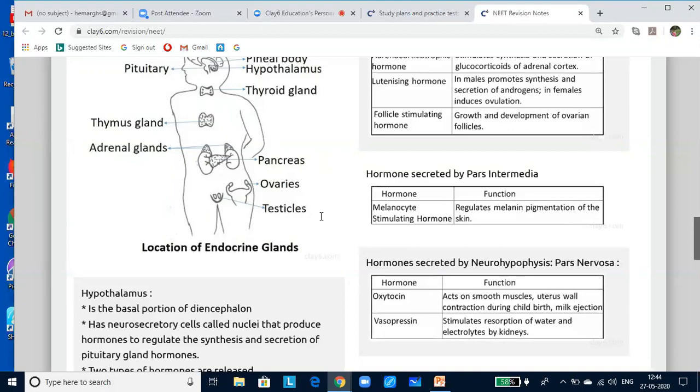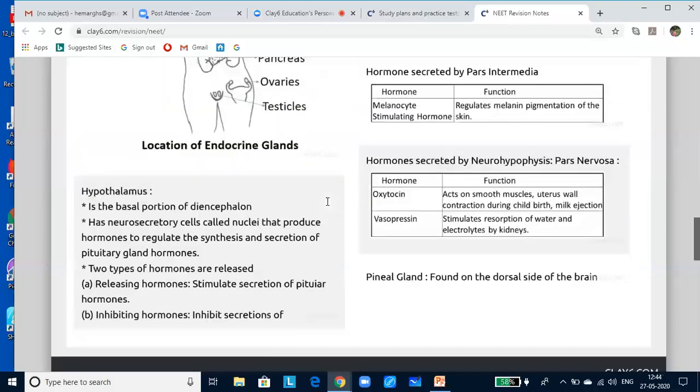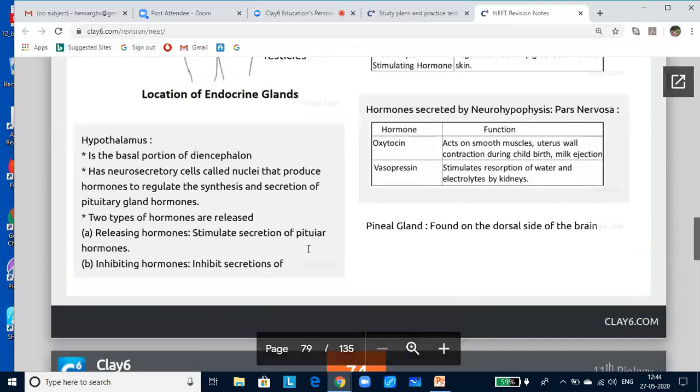Now with this background, let us look very quickly into the different kinds of endocrine glands and what their secretions are. First one is the hypothalamus. It is the basal portion of the diencephalon. Neurohormones were first discovered by Guillemin and Schally. It is connected with the anterior lobe of the pituitary gland by the hypophyseal portal blood vessels and with the posterior lobe of the pituitary gland by axonal neurons. So its main function is that it regulates the synthesis and secretion of pituitary gland hormones.